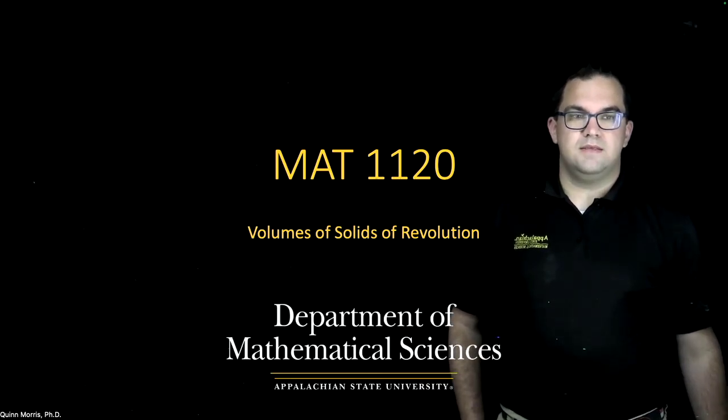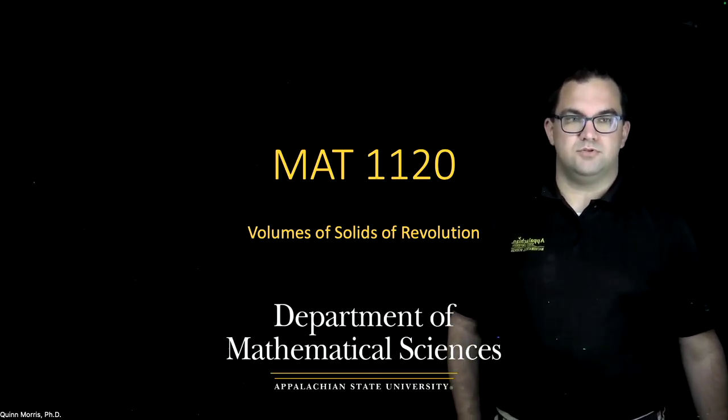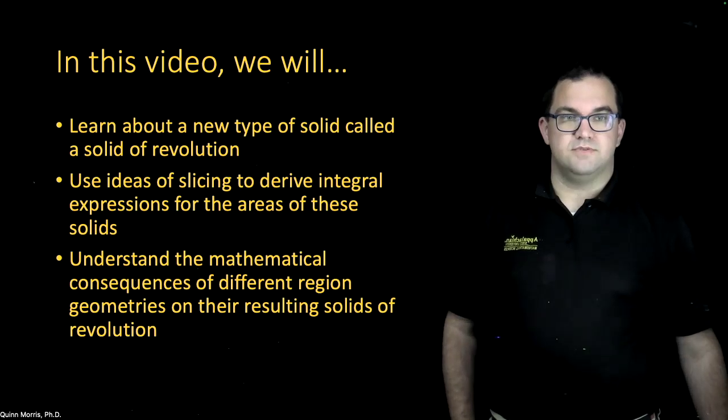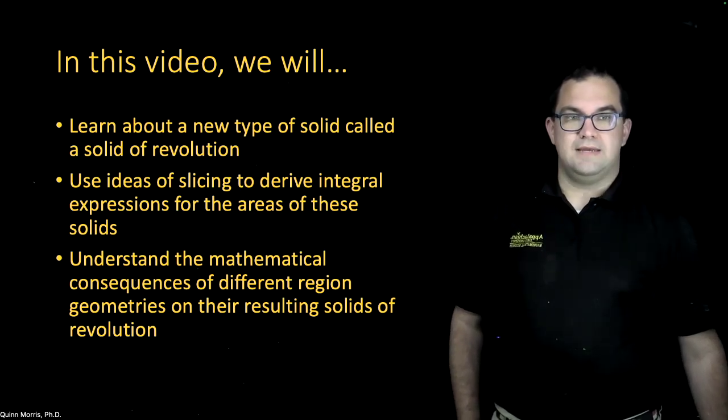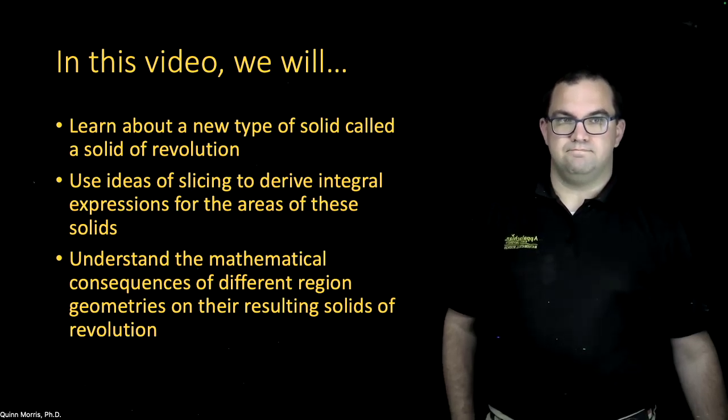Hi everyone. In this video, we'll be talking about finding volumes of a new type of three-dimensional solid called a solid of revolution. In particular, we'll learn about this new type of solid. We'll use ideas of slicing that we saw previously to derive integral expressions for the volumes of those solids. And we'll work to understand the mathematical consequences of different region geometries on their resulting solids of revolution.